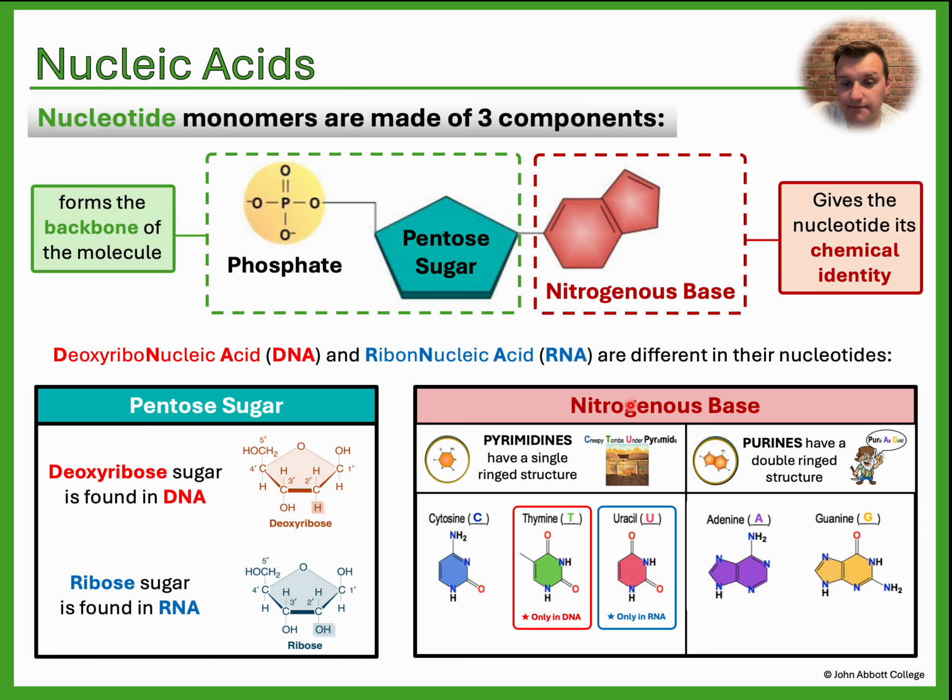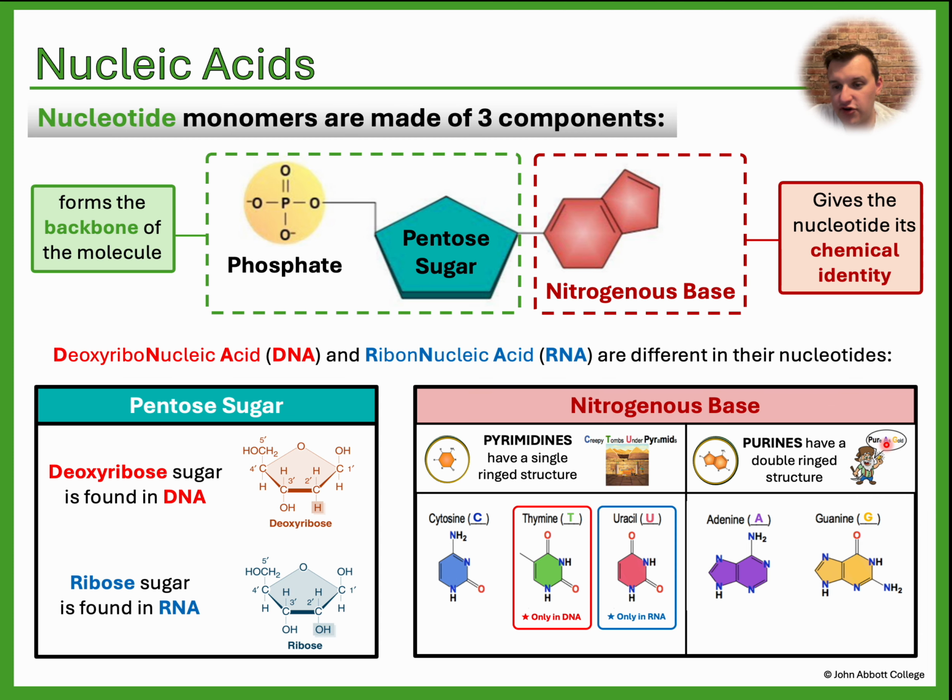The second thing is the nitrogenous base, this thing over here. You have two different categories of nitrogenous base. You have pyrimidines, which have a single ring, and you have purines, which have a double ring, two rings. This says creepy tombs under the pyramids. So pyrimidines have C, T, and U.